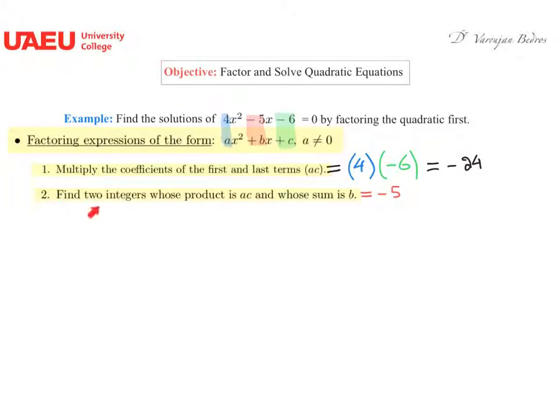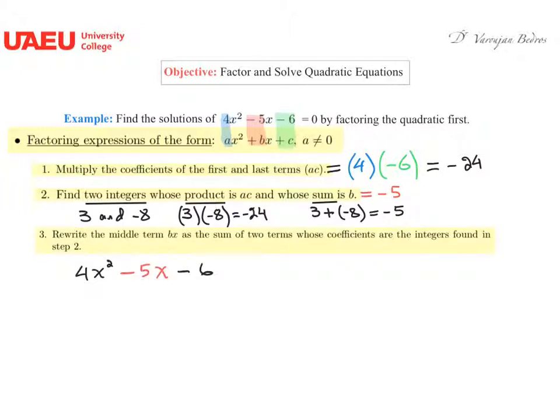Therefore, we have found two integers, 3 and negative 8, whose product is negative 24 and the sum is negative 5. So in step 3, we will use 3 and negative 8 to rewrite the middle term negative 5x as the sum of 3x and negative 8x.